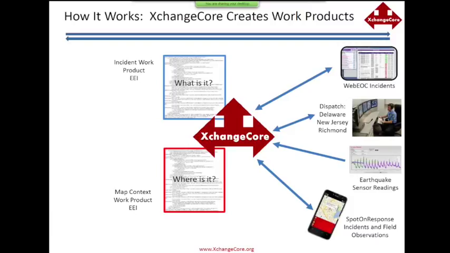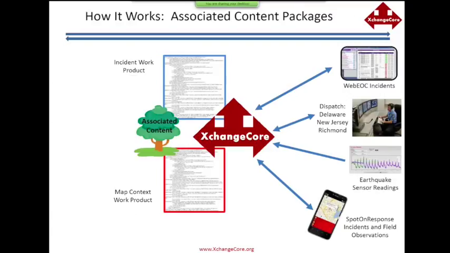And for those of you who have been around for a while, you know our tree of knowledge that begins with the incident and adds on to it information about sensors and resources and tasking and operating procedures, and most importantly, it seems to many, the location information, the map context. So we have these two work products, and there are other work products in XchangeCore, as those of you who have been listening for a while know, but these are the two we're going to focus on today: the incident work product, the map context work product, and their association.